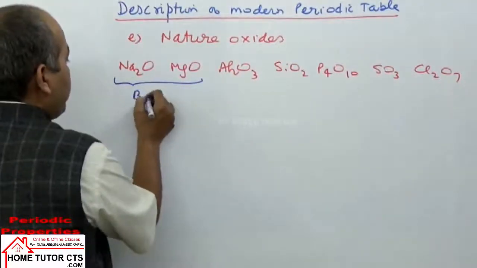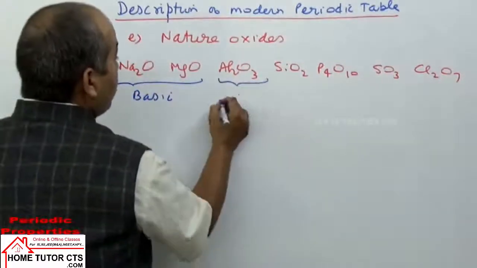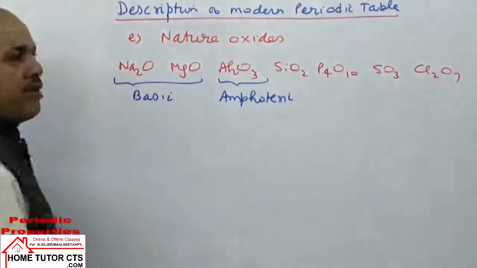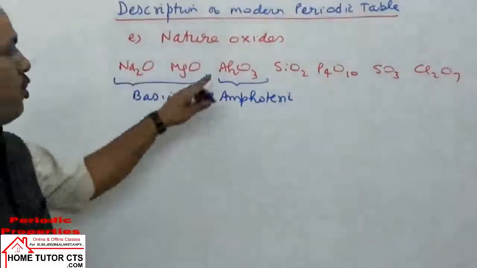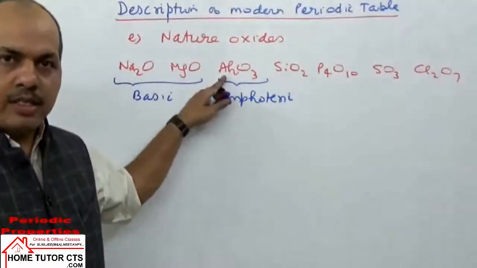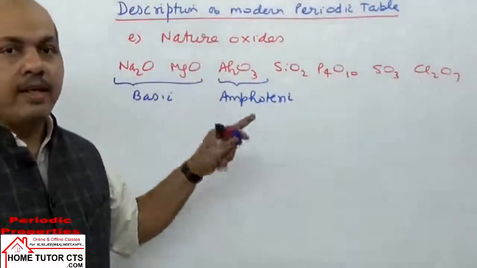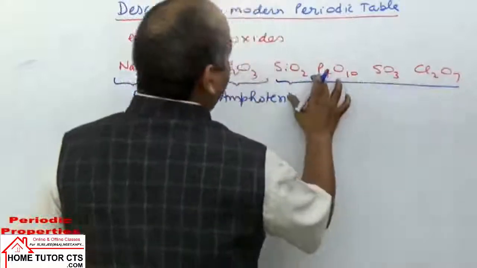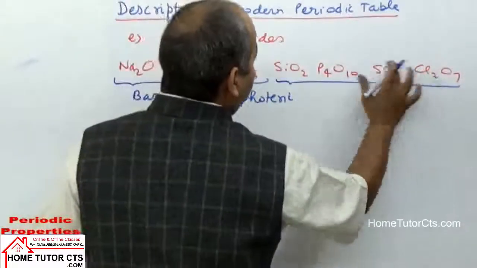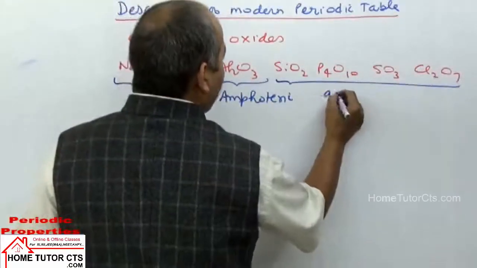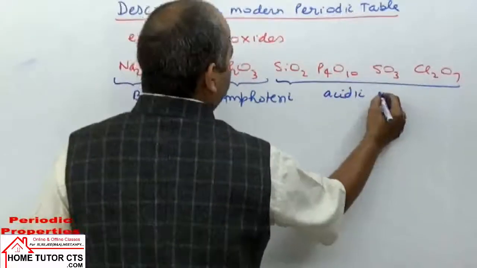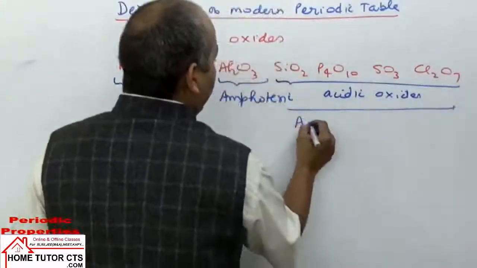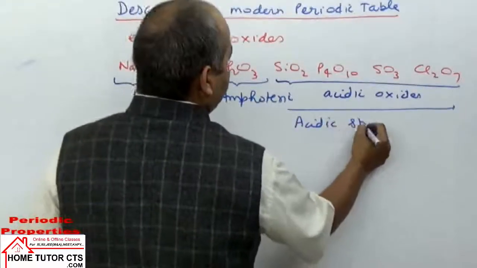First two are basic in nature. Al2O3 becomes amphoteric in nature. Amphoteric means which can behave as acid and base both. With strong acids, they will behave as base, while with strong base, they will behave as acids. Then the remaining, silicon, phosphorus, sulfur, chlorine, all these elements form acidic oxides. And in this series of oxides, acidic strength increases.